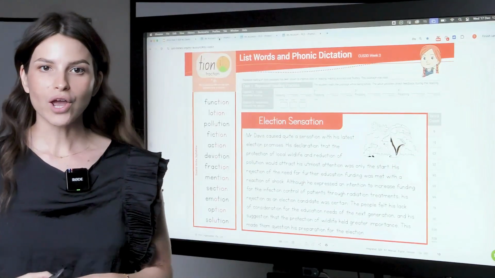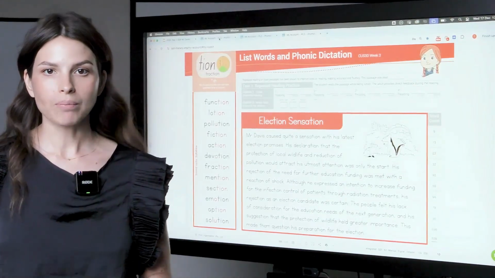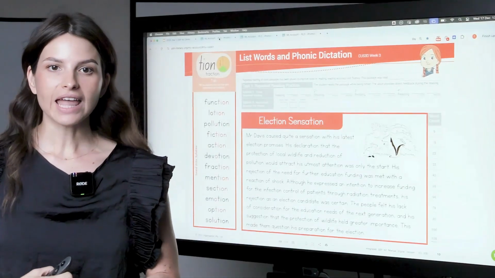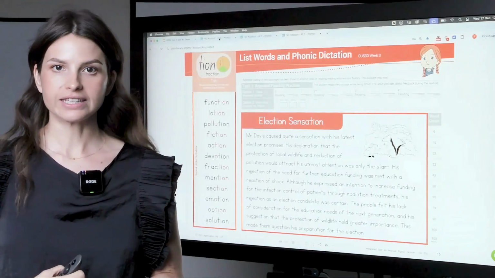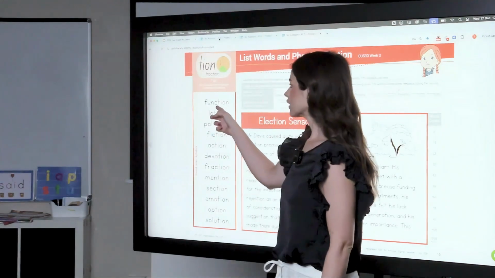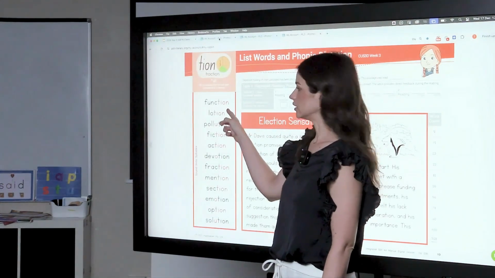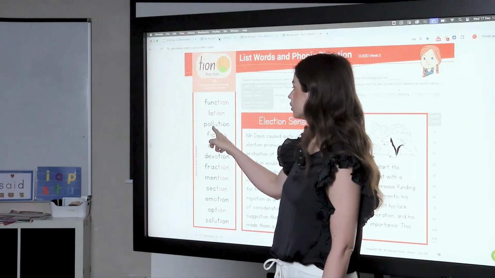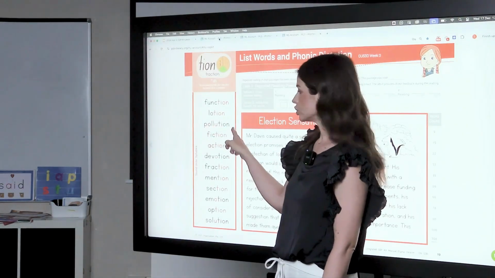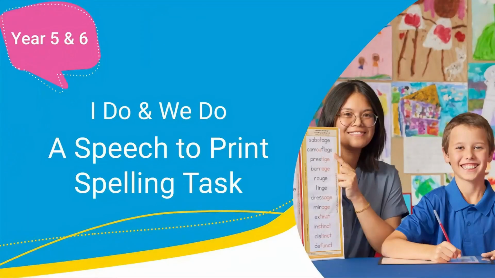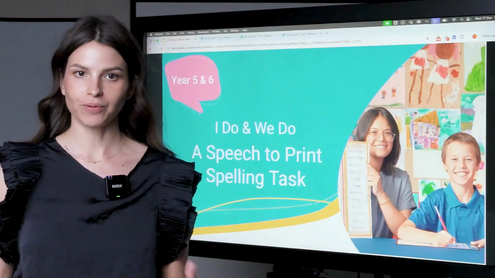Lastly, we are also learning that sh can be represented by TI, as in fraction. Let's read the first 4 words together in syllables. Function, function. Lotion, lotion. Pollution, pollution. Fiction, fiction. Now, the last part of the Monday and Tuesday lesson is to apply what we've just learned in a speech-to-print task.